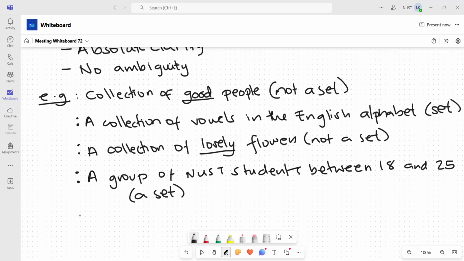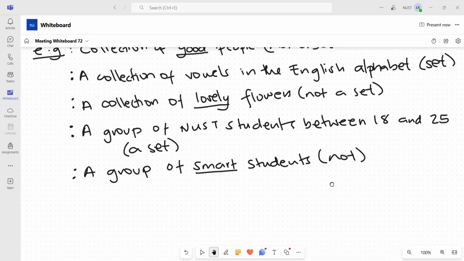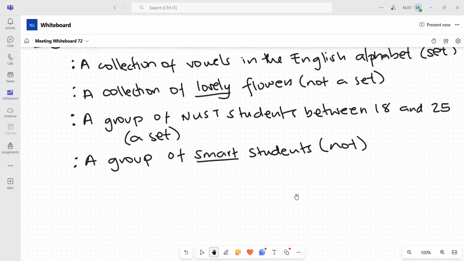Next, we have a group of smart students. This is not a set, again, because of the use of the word smart. Somebody might say, if you're studying mathematics, that makes you smart. Another person would say, no, you have to be studying engineering to be smart. Another would say, no, you must be studying medicine to be smart. So there is some ambiguity, and that is why it is not a set.